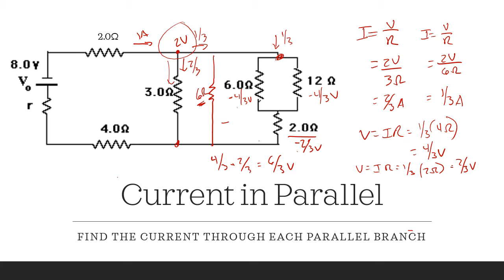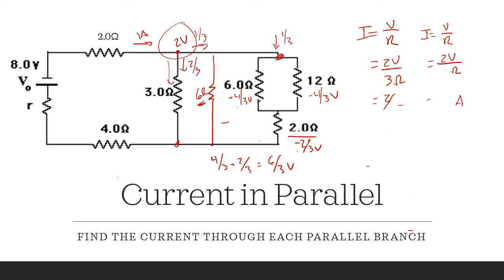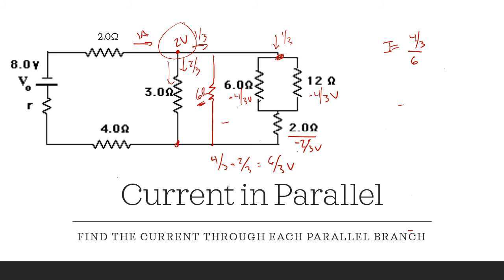So now that we have, I'll erase some of this here, so I have some more room to work with. So now that we have 4/3 of a volt across a 12 ohm resistor and 4/3 across a 6 ohm resistor, we can actually find I for each pathway. I don't know why the eraser's not working so well. There we go.